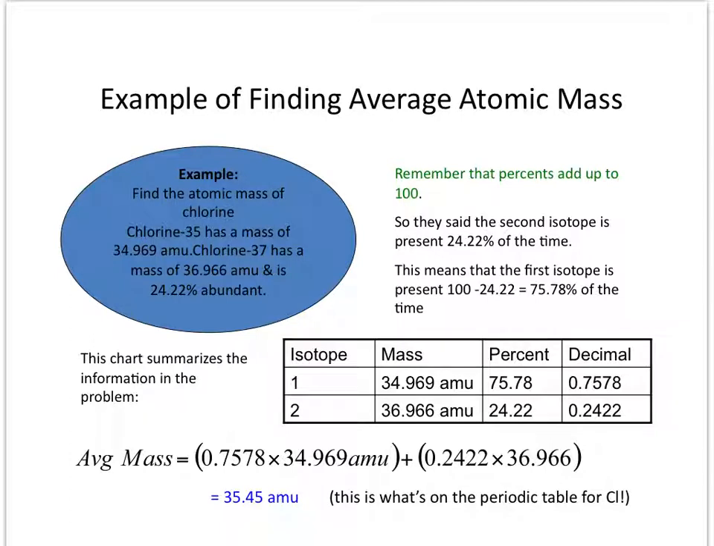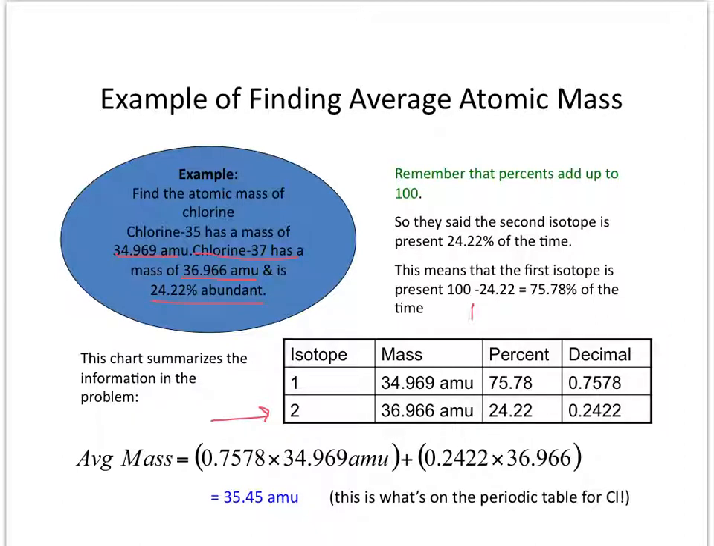So let's do an example. We want to find the average atomic mass of chlorine. You are given chlorine 37's mass and percent abundance, so you can see that in the data table. And you can also see that chlorine 35 is the other isotope. You're given its mass, but not its percent abundance.